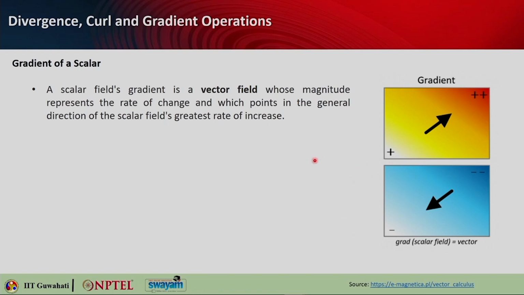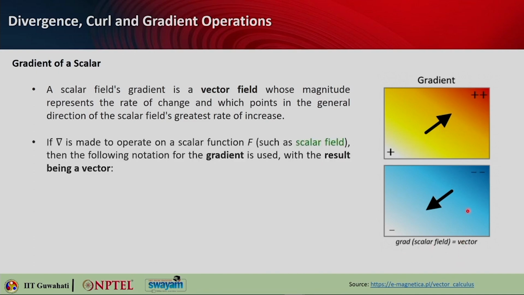The reason is that there are two components. One is the magnitude, which tells you about the rate of change of that scalar field, and then there is a direction along which it is changing. That is why the gradient of a scalar field becomes a vector. Here are the two examples we have already seen, so I am not discussing them again.